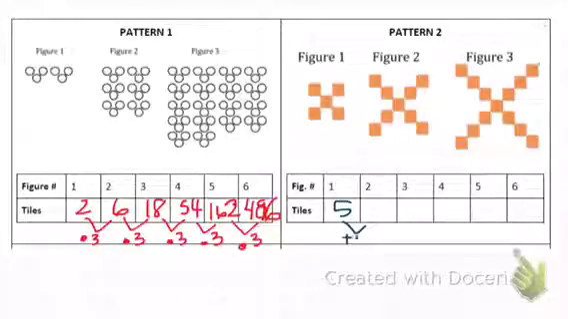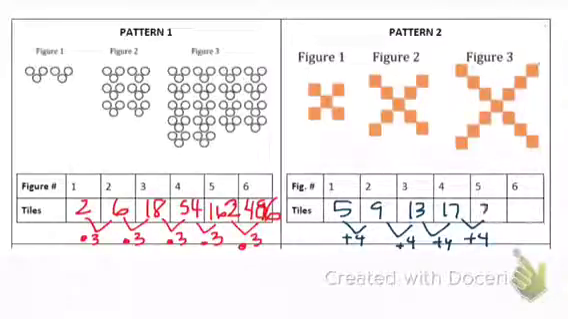Okay, so she's saying it's plus 4, so that would give us 9. Okay. Yeah. So 17 plus 4 would give me? What is it? 21. Thank you. And then 21 plus 4 would give me? Beautiful. 25. So we can see the pattern is a little bit different. We have being multiplied, and then we have being added by 4.